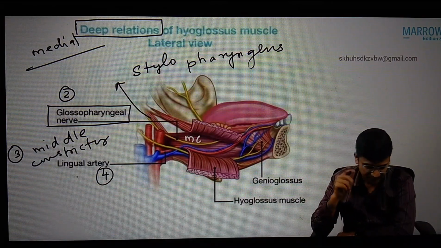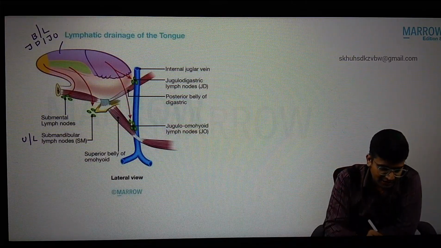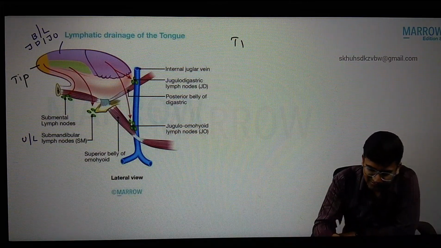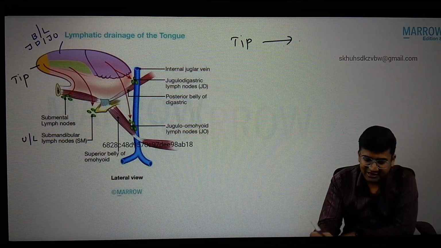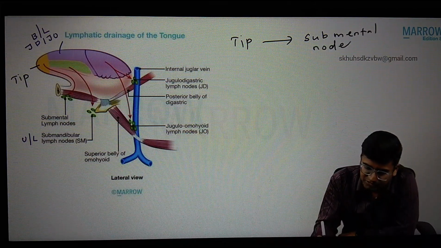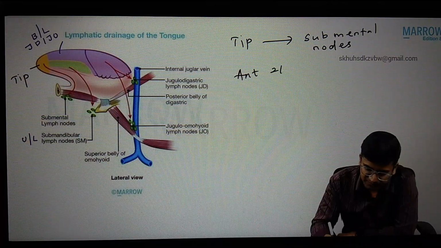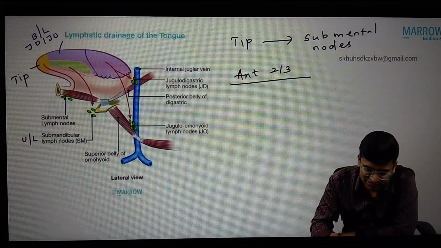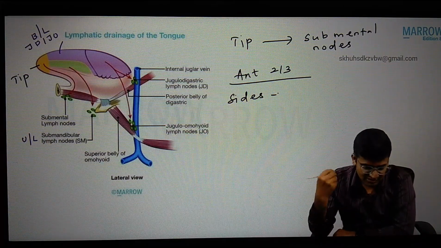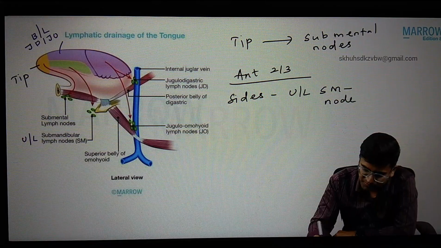Okay, right. Next, we're going to see the lymphatic drainage of the tongue. The lymphatics from the tip of the tongue drain into submental nodes. Now the lymphatics from the anterior two-third, the sides of the tongue, drain into unilateral submandibular nodes.